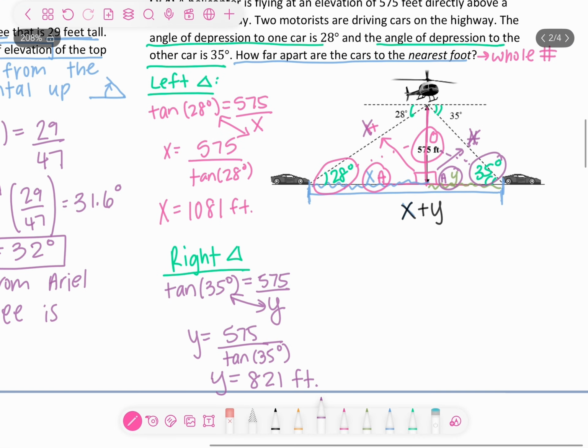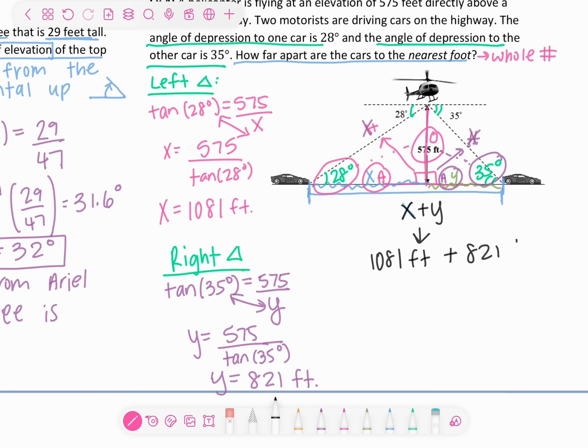And then to find the distance between those two cars, or how far apart those cars are, we just add them up. So we just do x plus y. So it's going to be 1,081 feet plus 821 feet. Add them up. So 1,081 plus 821 is going to be approximately 1,902 feet apart. And I'll just leave it like that.